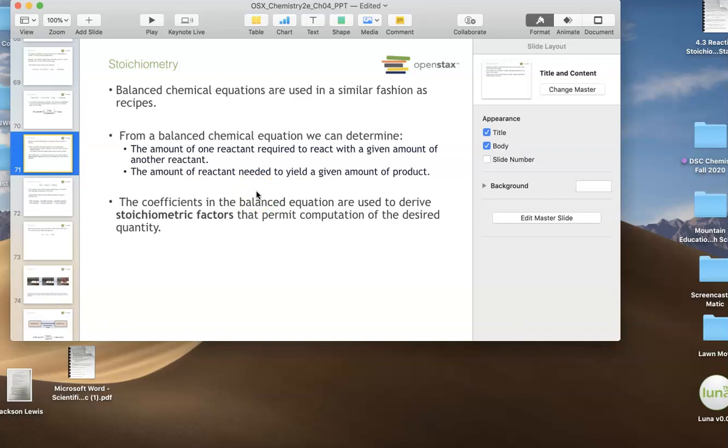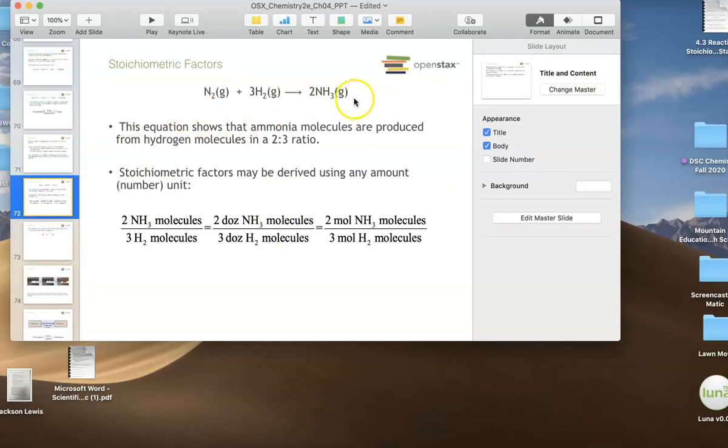So, of course, the coefficients in a balanced equation are used to derive the stoichiometric factors that permit computation of the desired quantity. So it's very important that, first of all, the equation is balanced. Here we have a balanced chemical equation: nitrogen gas and hydrogen gas reacting to yield ammonia, NH3.